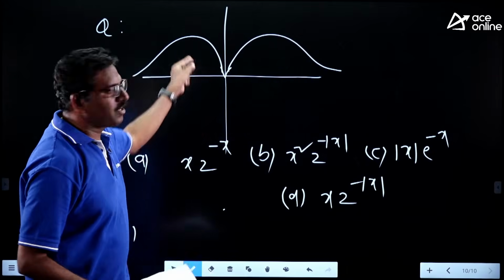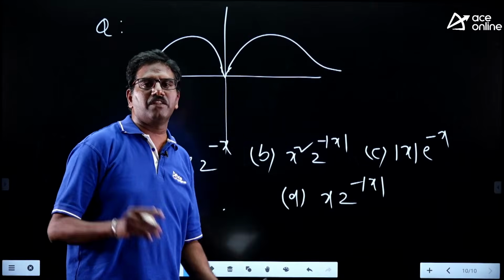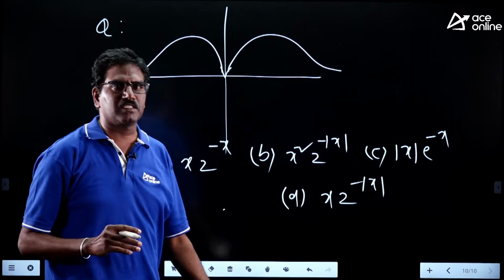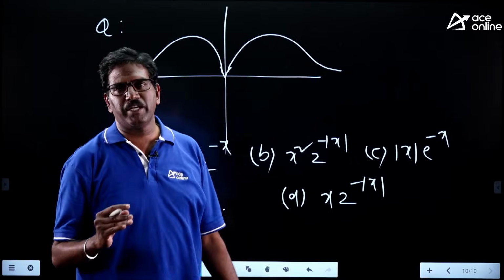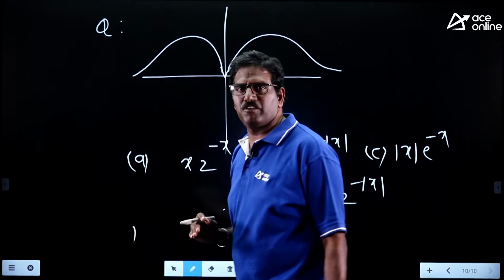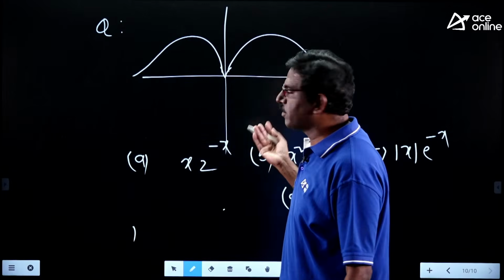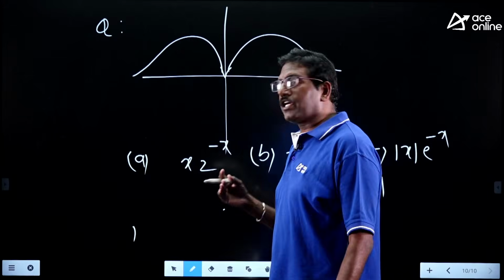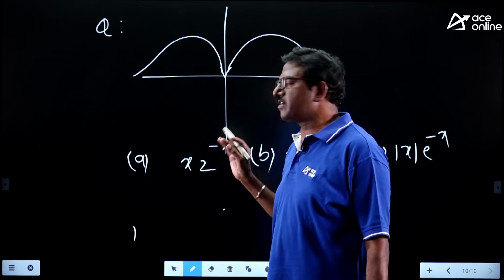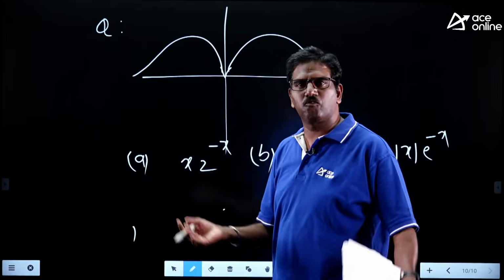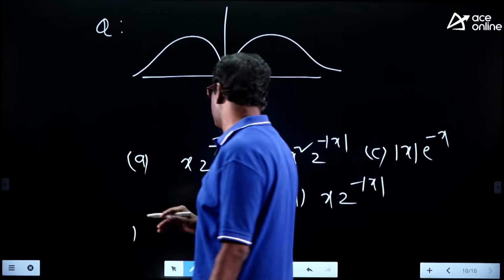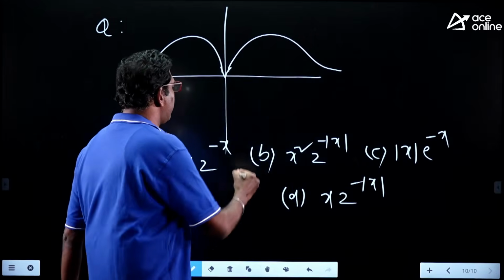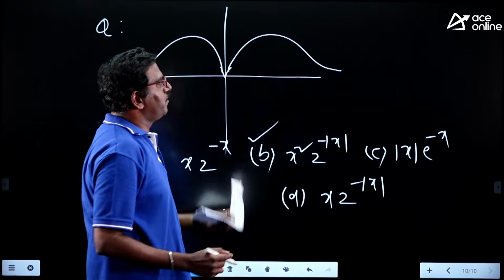Very clear. You observe that graph clearly, that graph is symmetric about the y-axis. A graph symmetric about the y-axis means, no doubt, the function is an even function. You verify which of the following is an even function. If only one option is even among the 4 options, that would be the answer. No need to verify the remaining. So very clear, verify option B here. Option B is an even function.